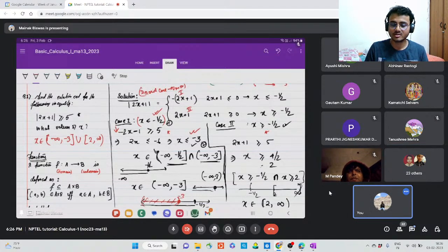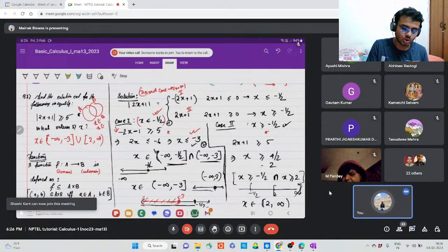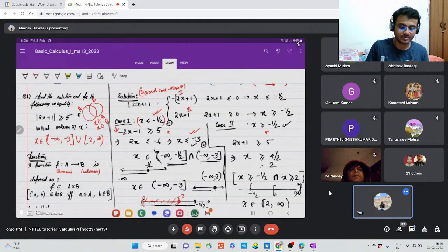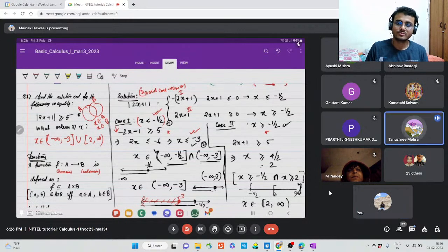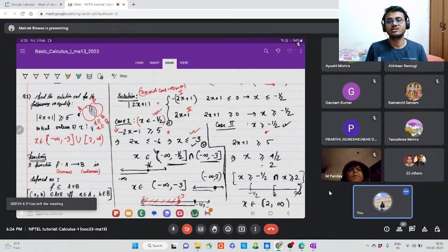For example, I'll draw a Venn diagram. Say x belongs to set A and set B. So x belongs to A and x belongs to B. This is told in the sentence. So where would it lie? In A intersection B. Yes, that's why we are taking an intersection.